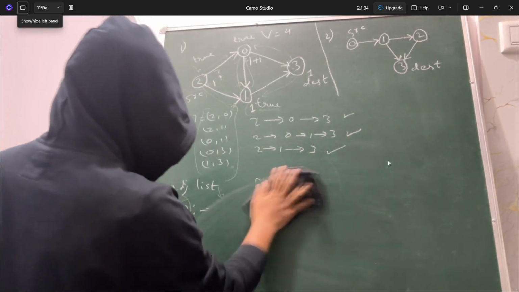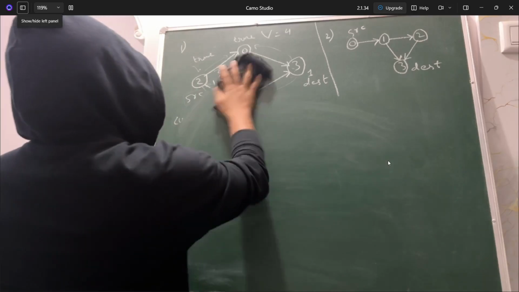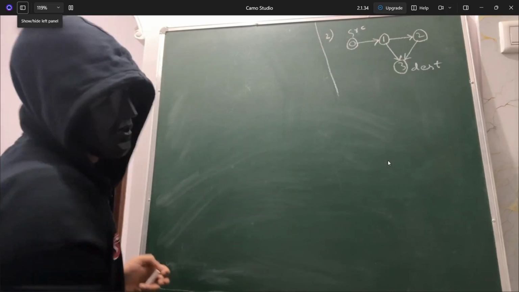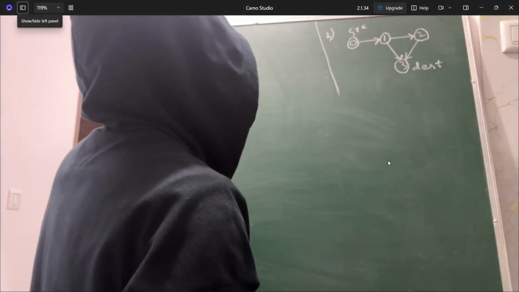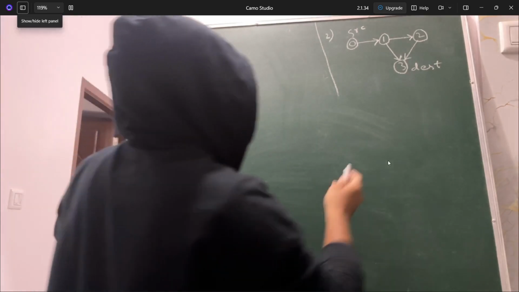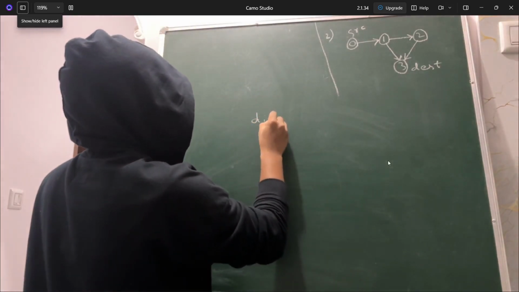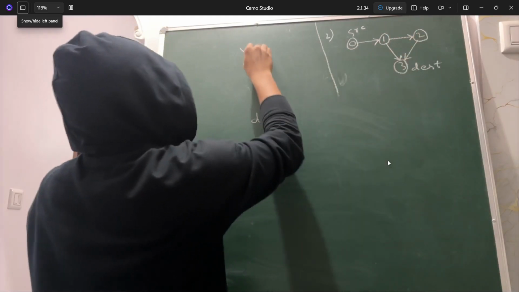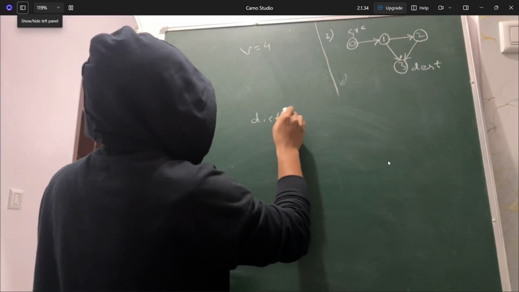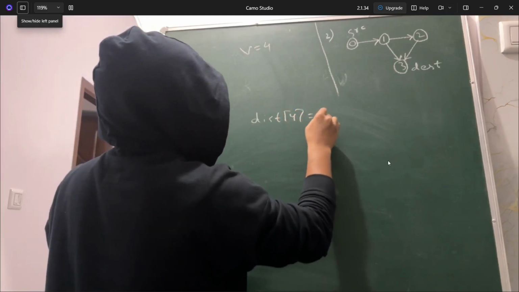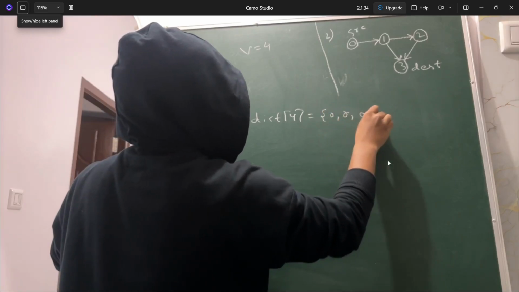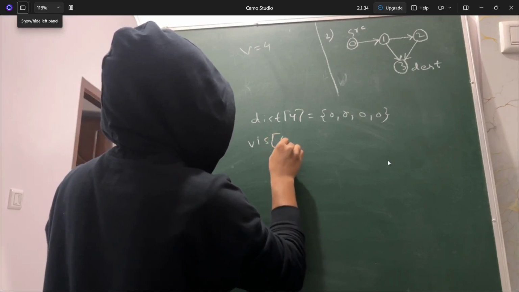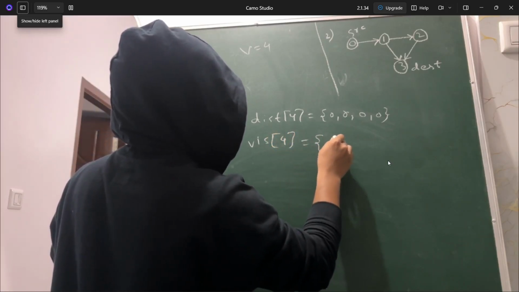Let's try to understand this second example. So again, what we'll do is we'll keep a distance vector. Here we have v equal to 4, distance of size 4, which will be initialized to 0 0 0 0, and a visited vector of size 4, that will be initialized initially to false.